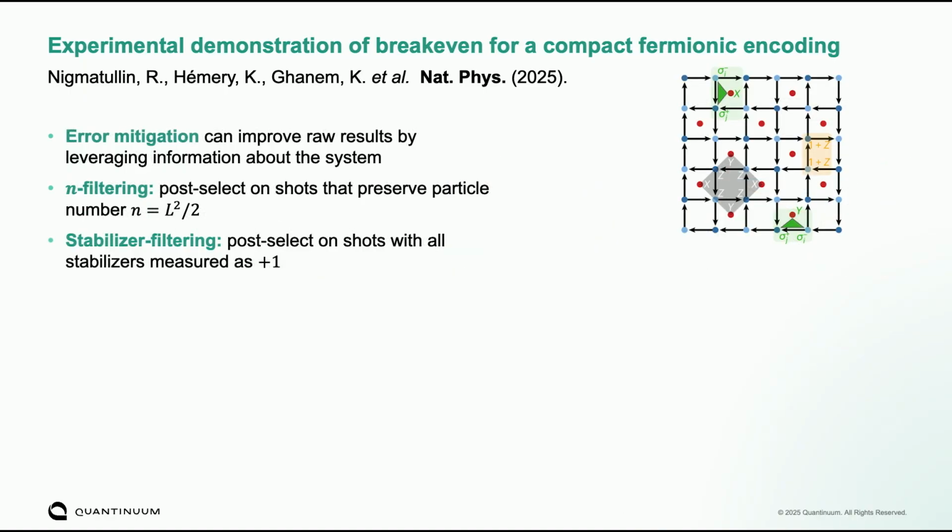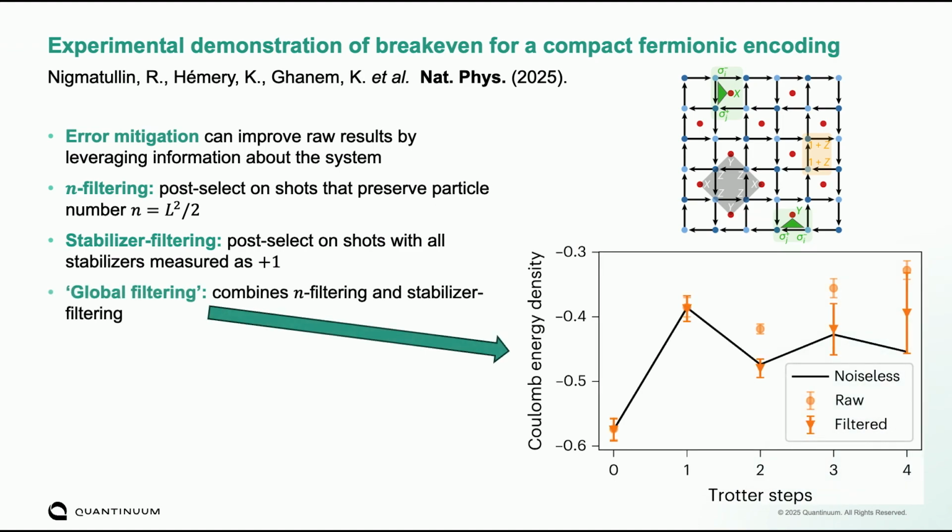And additionally, we can perform some error mitigation by leveraging some of the information about the system. For one, we can do what we call N filtering, which basically post-selects on only shots that preserve the particle number. Additionally, we can use these stabilizers to do post-selection as well, and only choose results that had all the stabilizers measured as +1. If we combine those two, we get what we call global filtering, which we can see on the right plot here, and it allows us to take that raw data and much better reproduce the noiseless simulation.